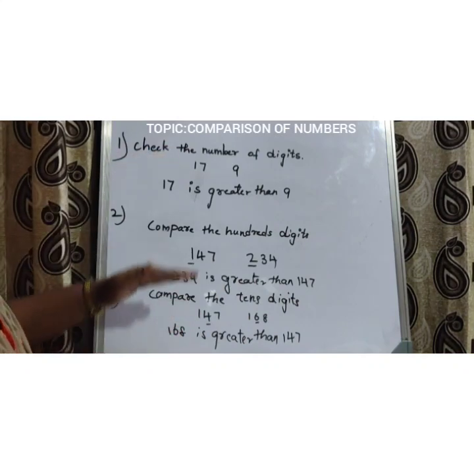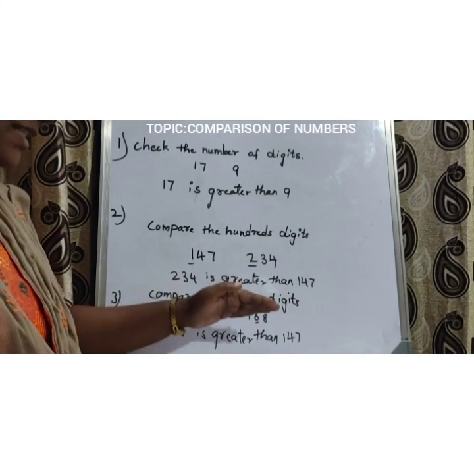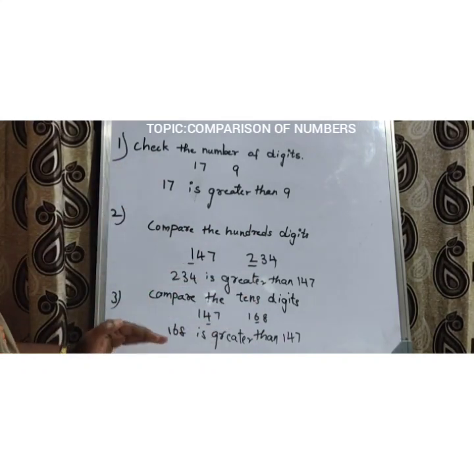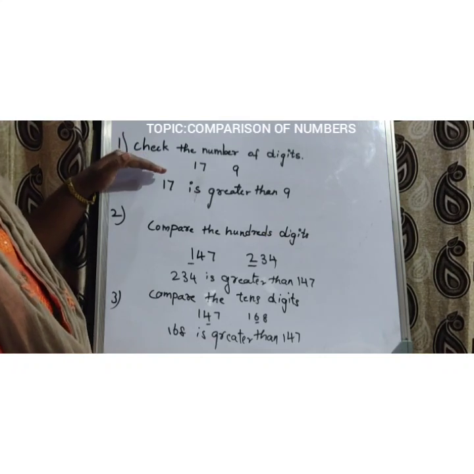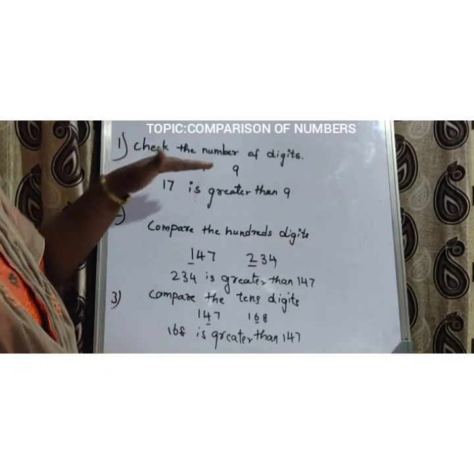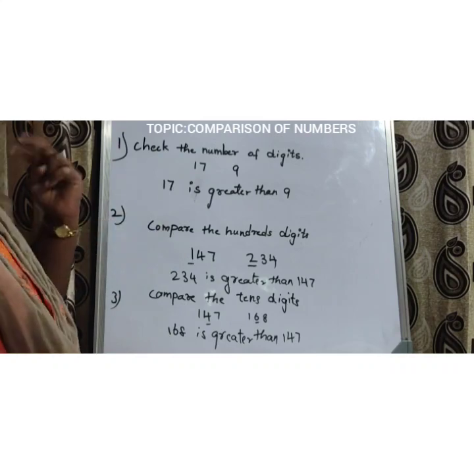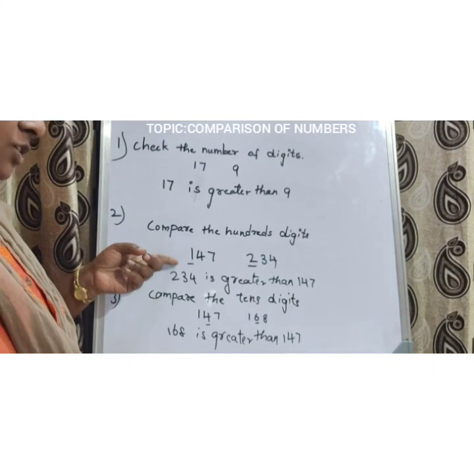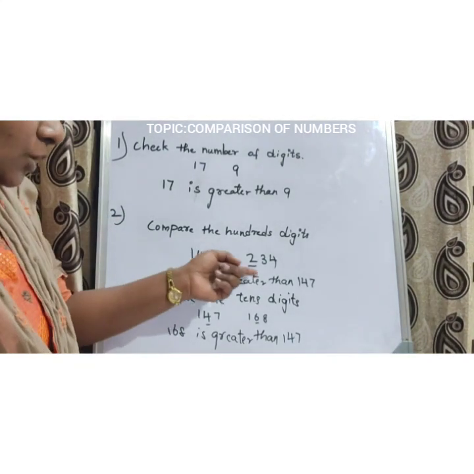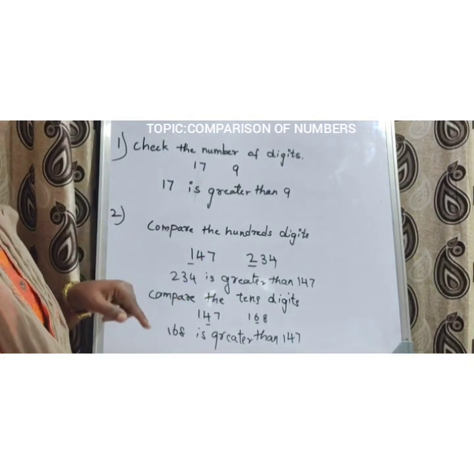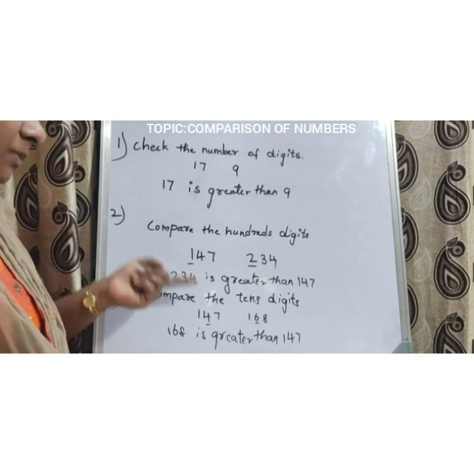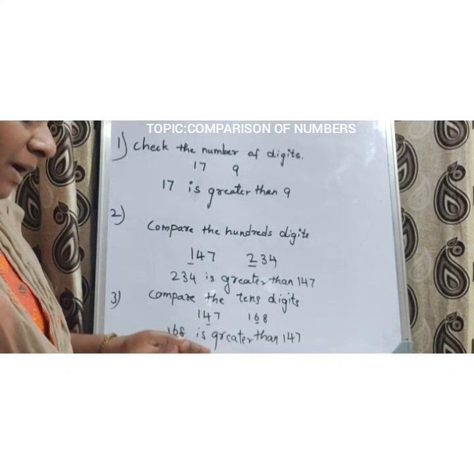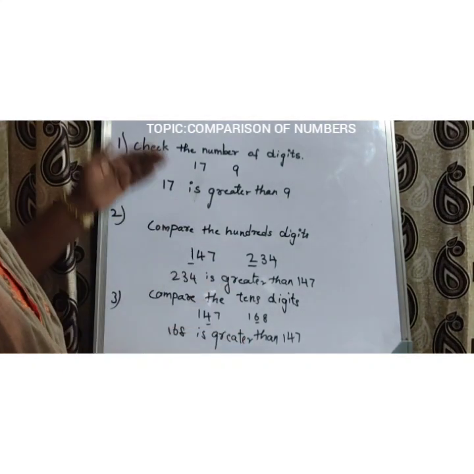This is how it follows. If the tens digit is also the same, then you have to compare the ones digit. So when a number is given, what should you do, children? First check the number of digits. If the number of digits are the same, compare the first digit. If the first digits are the same, compare the tens digit. If the tens digits are the same, compare the ones digit. These steps you have to follow.